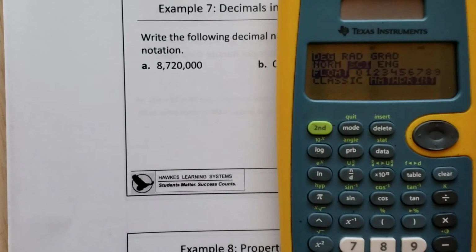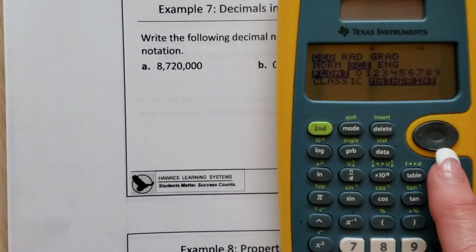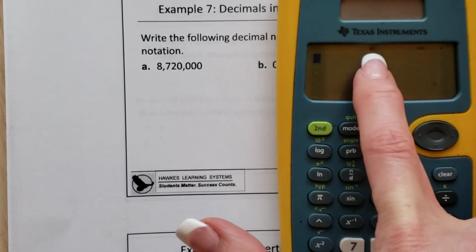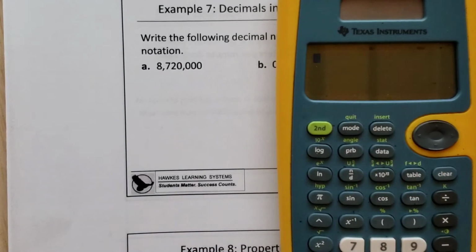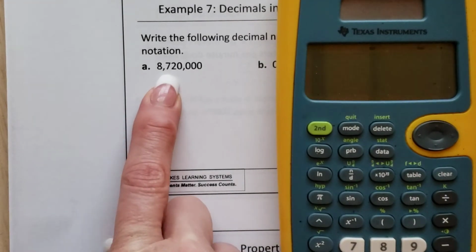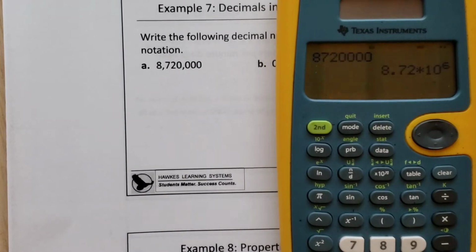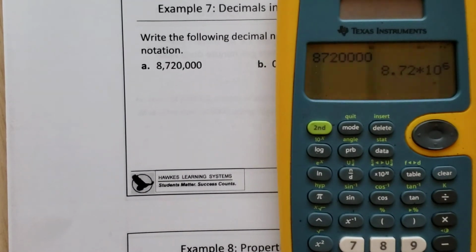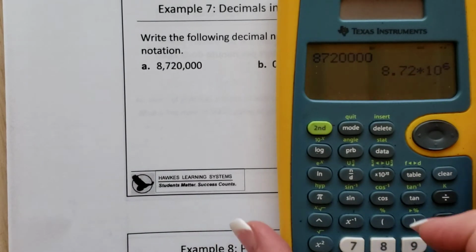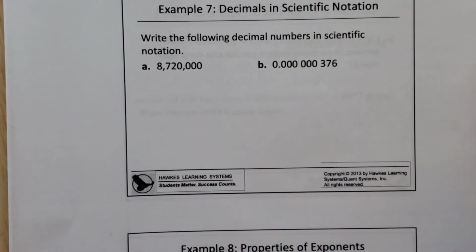And the only way to get out of the screen is to hit clear. Hit the clear button. But because that's there, I know I'm still in scientific notation mode. So to write this number in scientific notation, I can key it right into my calculator. 8,720,000. When I hit enter, it tells me the answer right on my calculator screen. Now let's say you don't have one of these calculators, or you want to just do it fast and without keying it in. Well, that's fine too.